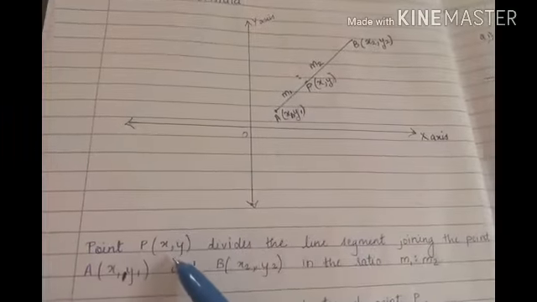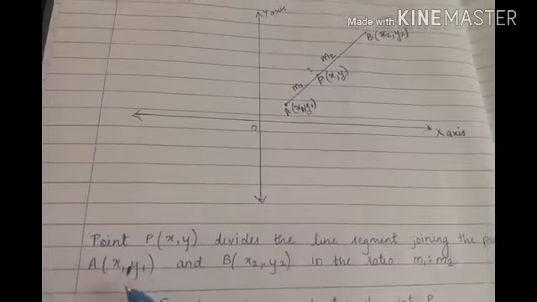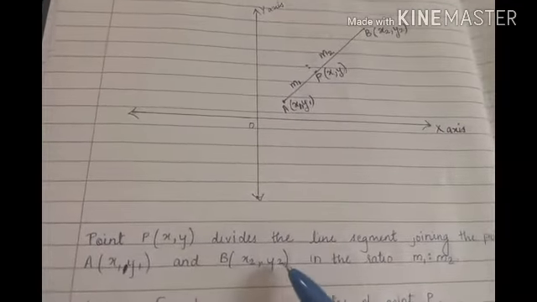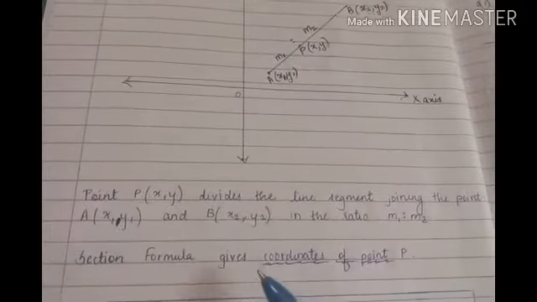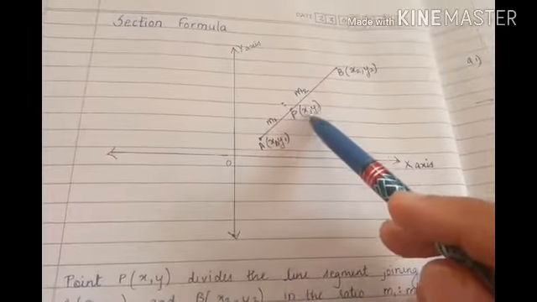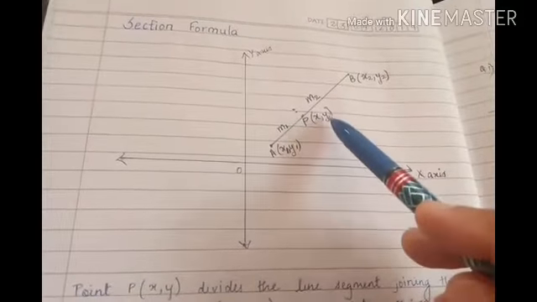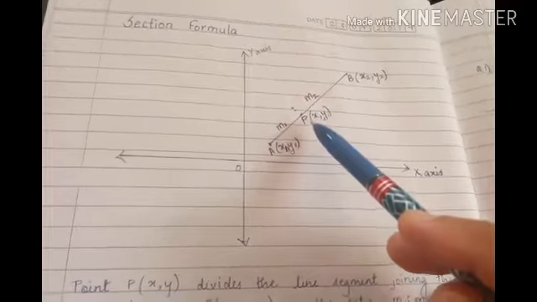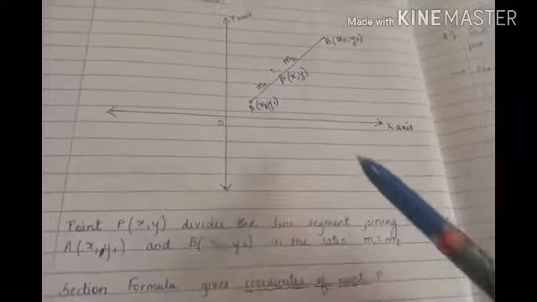Okay, now what is section formula? So point P (x, y) divides the line segment joining the points A (x1, y1) and B (x2, y2) in the ratio m1 is to m2. This is what I have explained you here. Okay, then section formula gives coordinates of point P. It gives the coordinates of point P. So what is the x coordinate of this point P and what is the y coordinate of this point P?